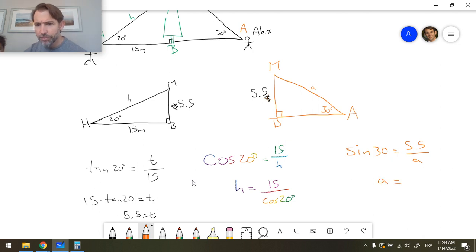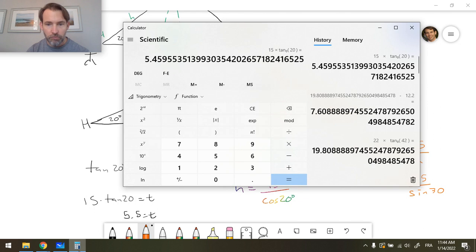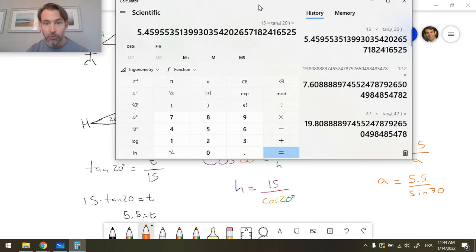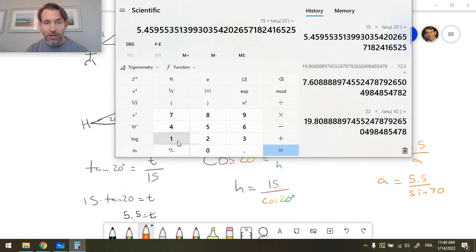So then a little cross multiplication gives me A is equal to 5.5 over sine 30. You'll notice I'm skipping steps now because I just think you've seen me flip the position of those two things so many times if you've been watching all the videos. So that's the value of A. Okay. So let's go ahead and do it. We're going to evaluate H and we're going to evaluate A on our calculator. We can use one calculator for this, of course.